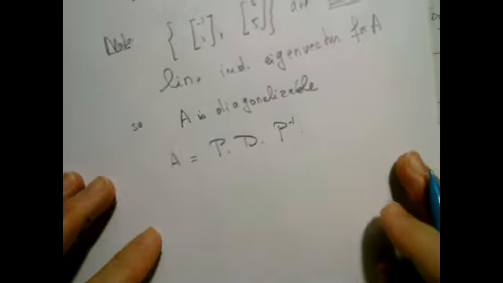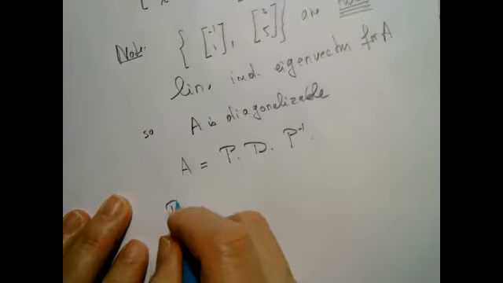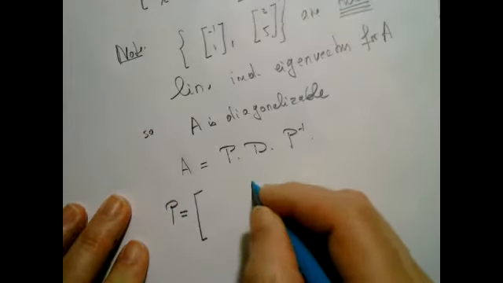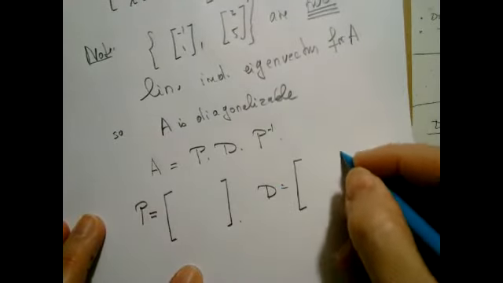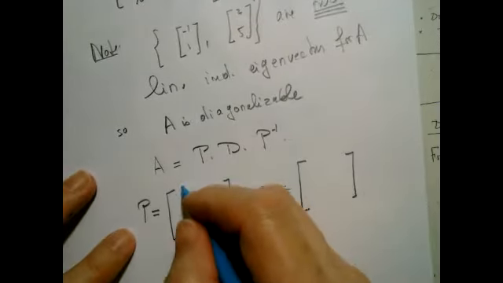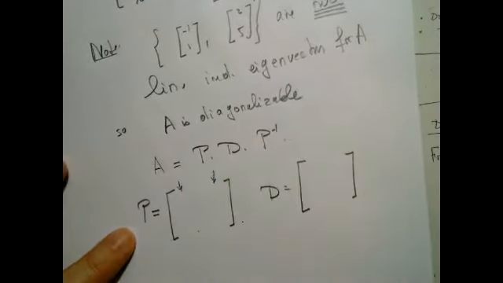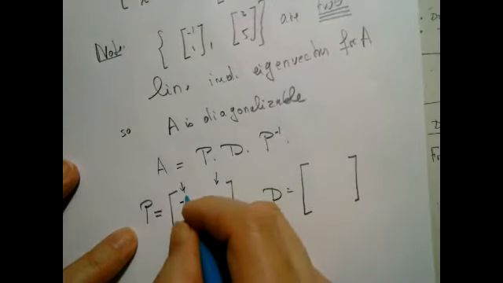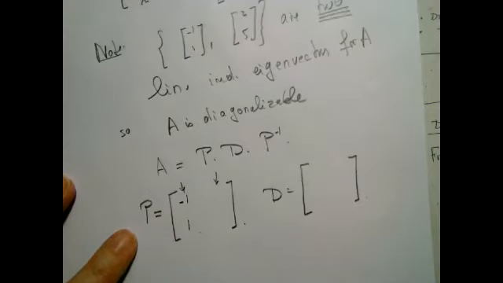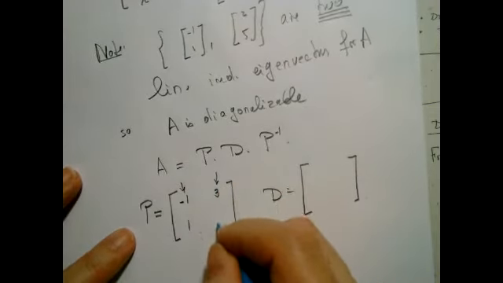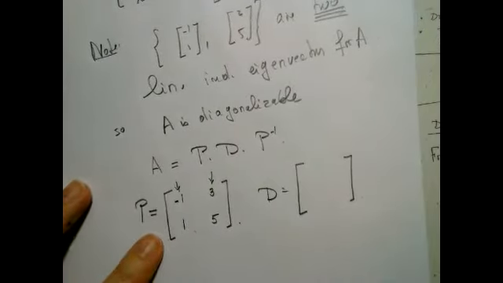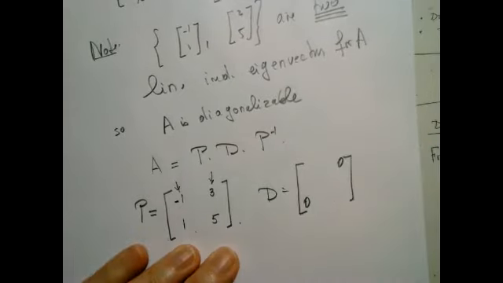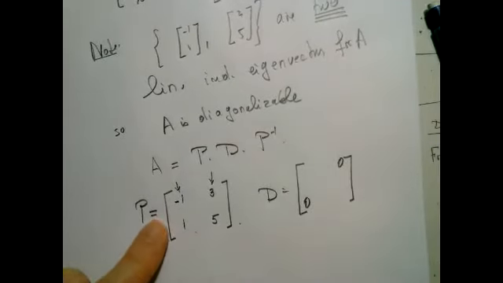Now what's P? What's D? And what's P inverse? P is the matrix whose columns are the eigenvectors. So the columns are the 2 linearly independent eigenvectors. That's the first one, and that's the second one. Now what's D? D is a diagonal matrix. And along the diagonal, the terms are the eigenvalues that correspond to the eigenvectors.